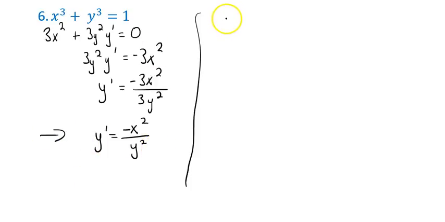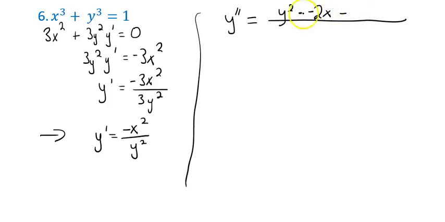So the derivative of the derivative, the second derivative, would be a quotient rule. So we would have the bottom times the derivative of the top, which would be negative 2x, minus the top, and I'm going to put that in parentheses, times the derivative of the bottom, which again is a chain rule, all over the bottom squared.